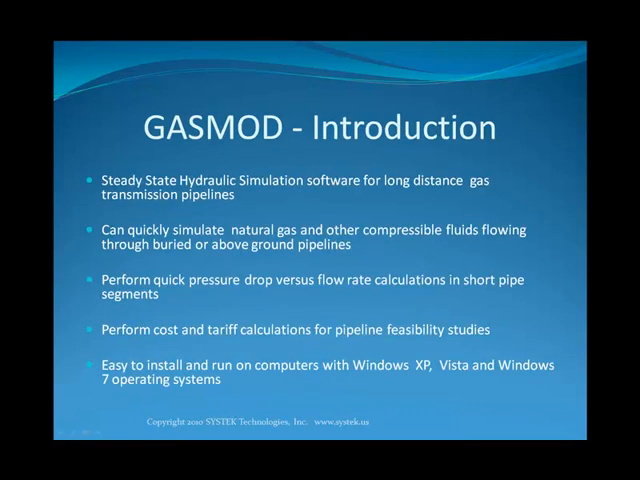GASMOD is a steady-state hydraulic simulation software for long-distance gas transmission pipelines. It can quickly simulate natural gas and other compressible fluids flowing through a buried or above-ground pipeline. It can perform quick pressure drop versus flow rate calculations in short pipe segments. It can also be used to perform cost and tariff calculations for pipeline feasibility studies. It's easy to install and runs on computers with Windows XP, Vista, and Windows 7 operating systems.